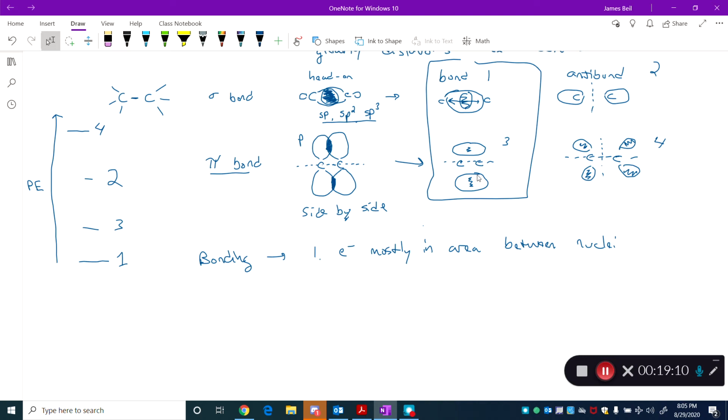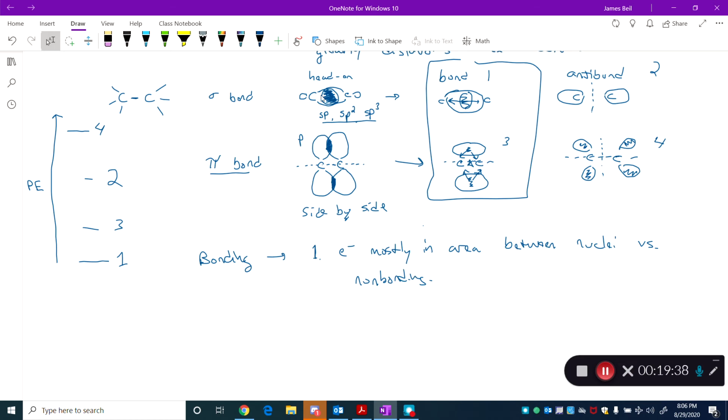Or the pi bond, where the electrons aren't really right between the nuclei because there's already a node there. They're still just above and below that area, so they can still get pretty close to the positive charge and form some decent attractions there. So that's probably the main one. And that's true versus a non-bonding situation.